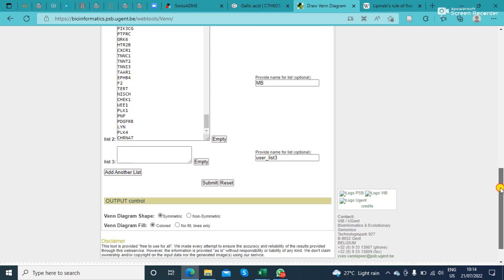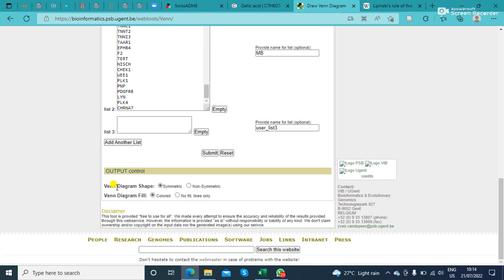So after that, I will just come down to the output control. Venn diagram shape, I want it symmetric. Venn diagram fill, I want it colored. So I will just leave them like that. And I will come here on the submit button and I will just click. And let's see what it will give us.